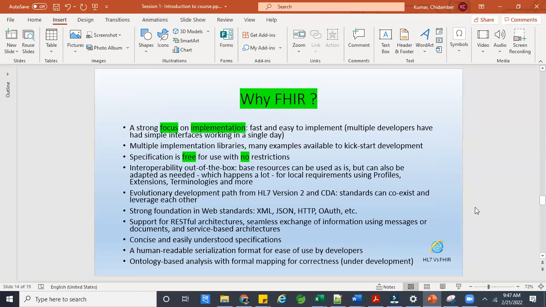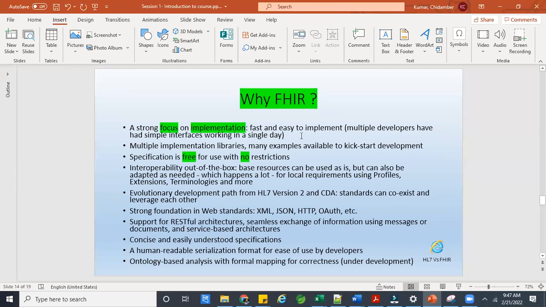Now, why FHIR? As I mentioned, there could be multiple standards. Why do we have to use FHIR? This section might be relevant if we are aware of the previous versions, but since we are not dealing with any other versions, we'll not dive deep into those. Still, let's analyze the advantages of FHIR. If you're working with FHIR, why should we go ahead with it? First is a strong focus on implementation. It is fast and easy to implement.